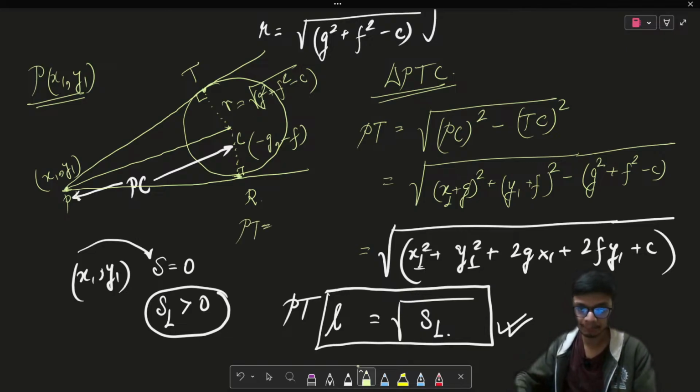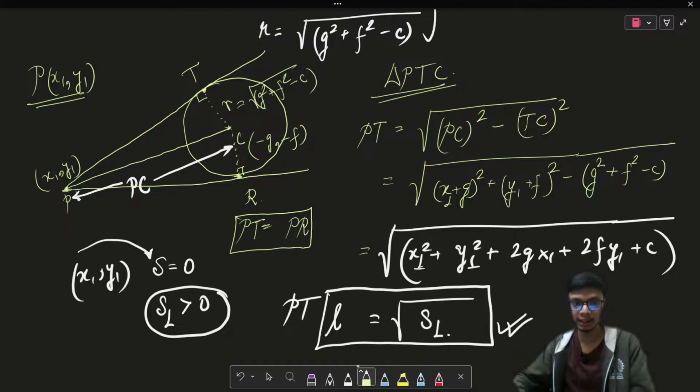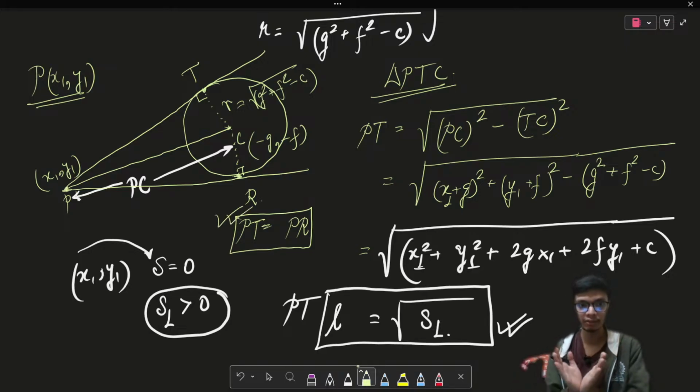distance is going to be the same, this geometric distance is going to be the same because of the congruency of these two triangles, right? Triangle PTC is congruent to triangle PRC, right? So by that result, I have already seen this in our junior classes that the PT distance, the length of the tangent from a point which is exterior or outside the circle, is going to be the same, right?